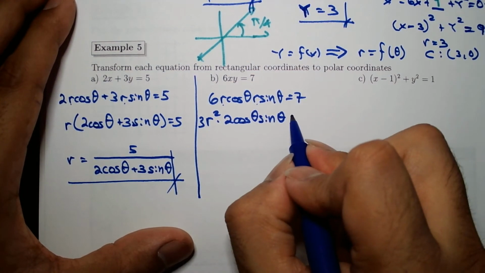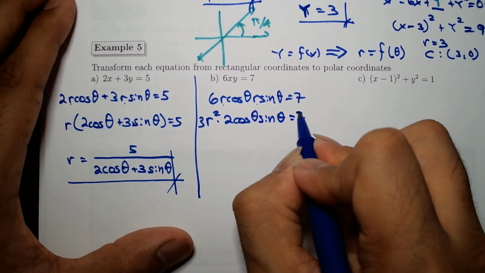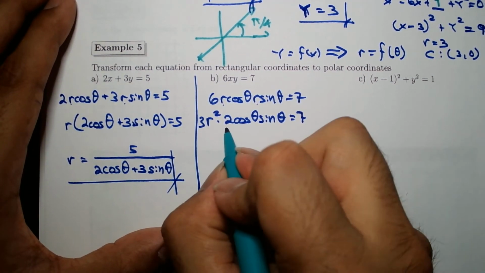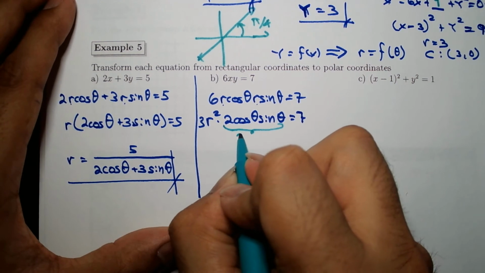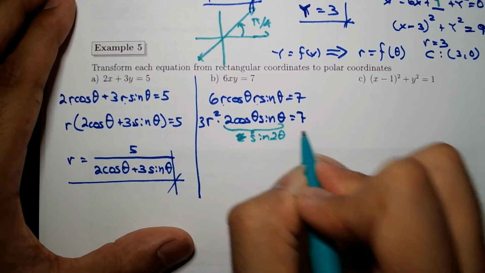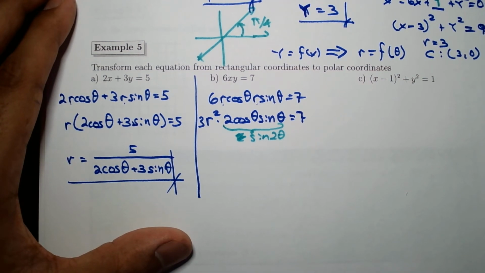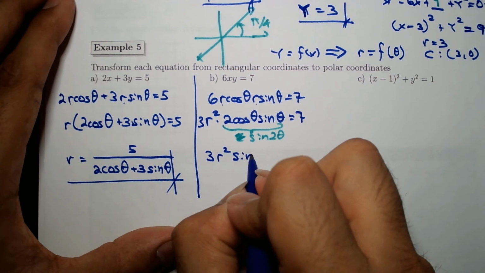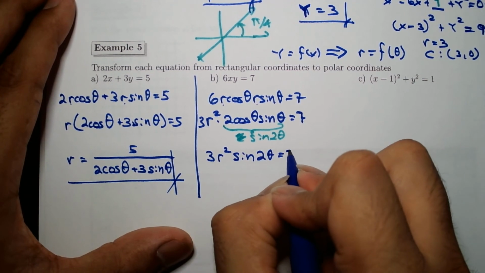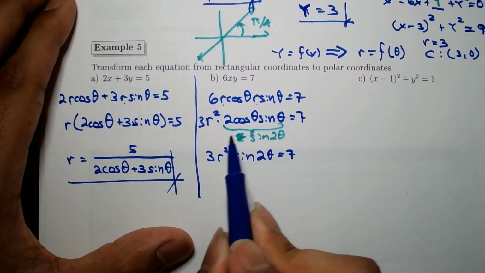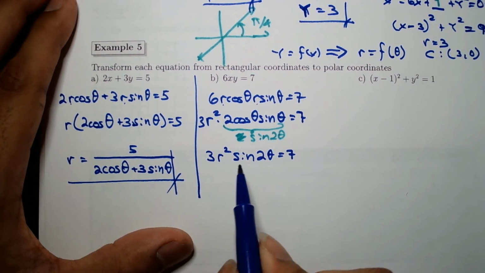And then that side equals 7. You might recognize this as an identity. This is actually sine of 2 theta. Then 3r squared sine 2 theta equals 7. And this is typically the final answer that you want to leave at the very end.